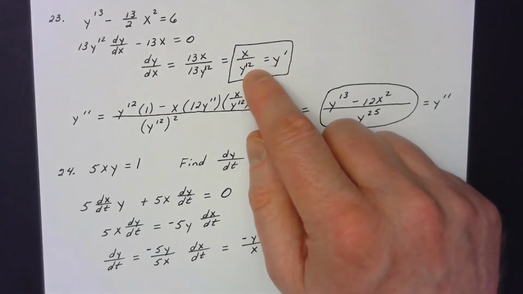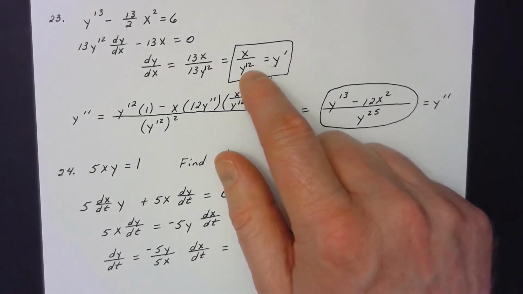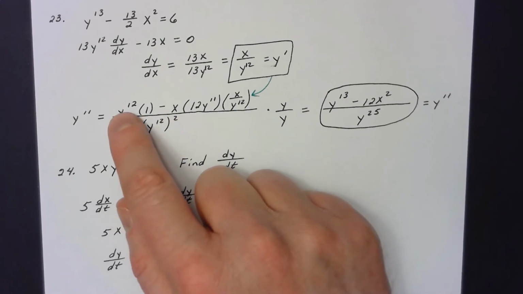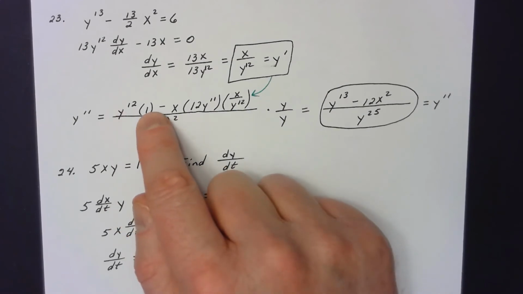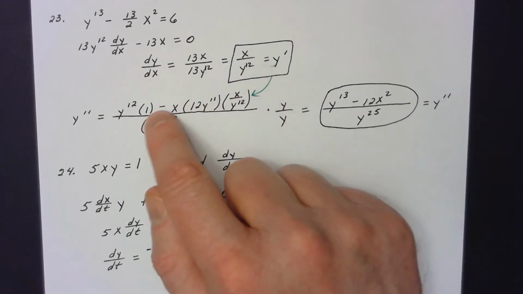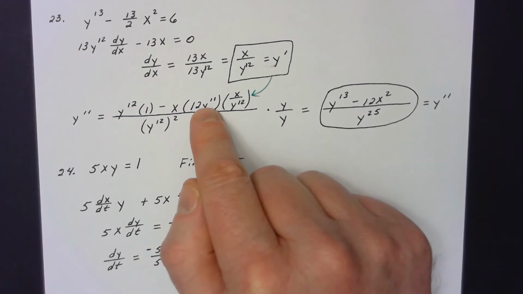For our second derivative, I'm just going to use the quotient rule on that. So the quotient rule would tell me to square the denominator, then bring that denominator to the numerator times the derivative of the numerator. The derivative of x with respect to x is 1. Minus the numerator x, now times the derivative of the denominator.